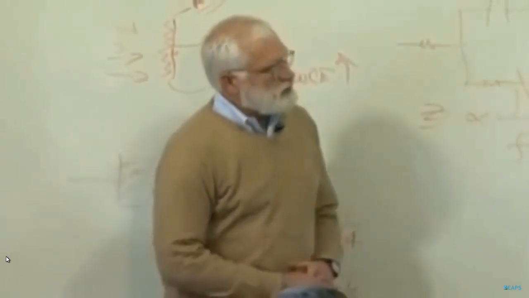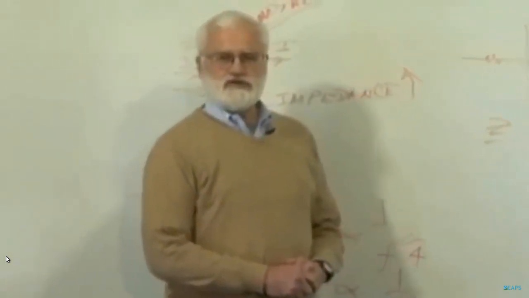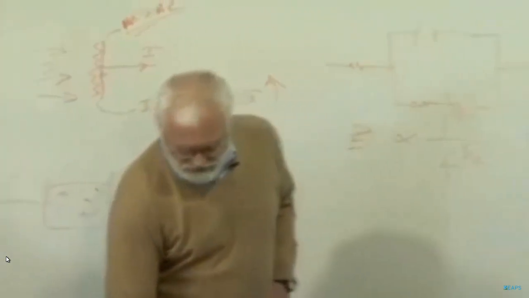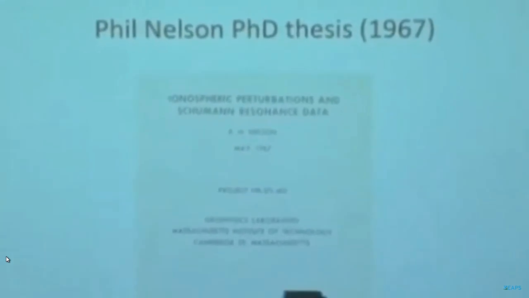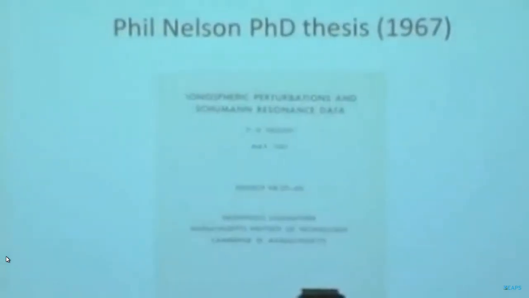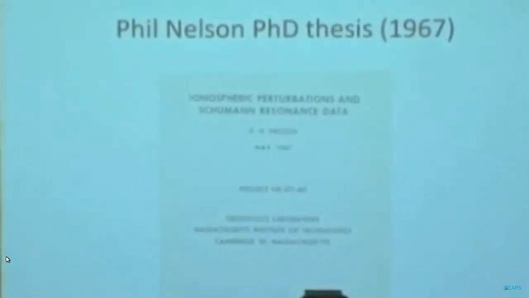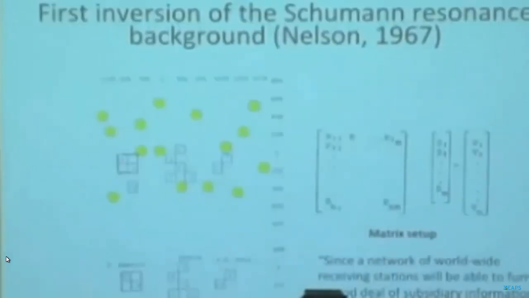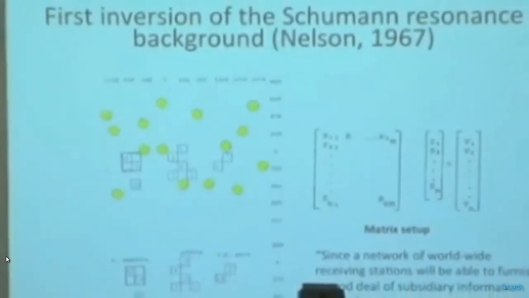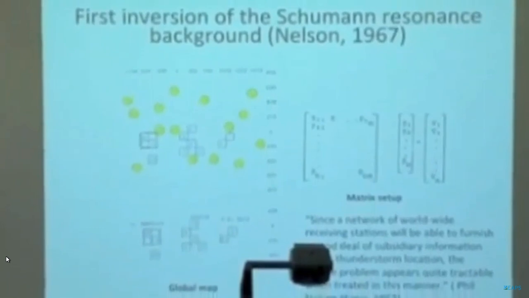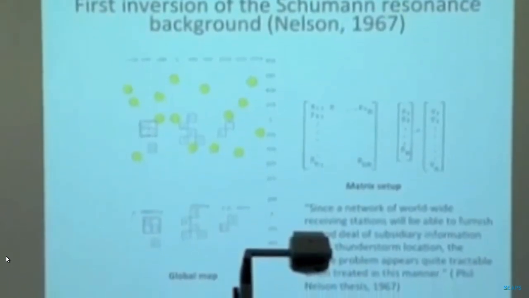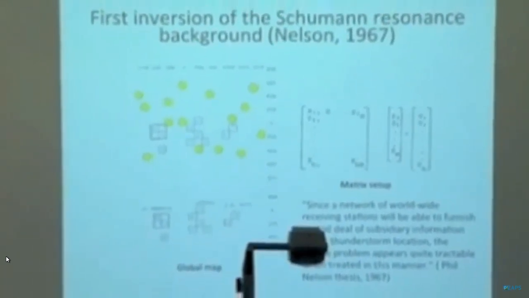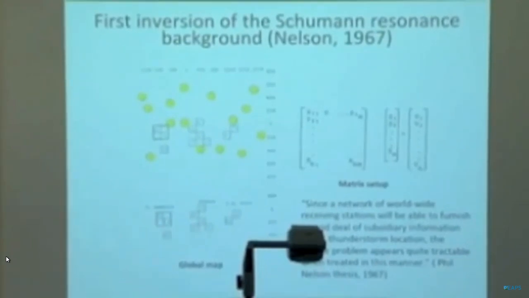The other important step was Phil Nelson. This is his thesis, 1967. Again, he worked with a single vertical electrode and a radome at Millstone Hill near the so-called farmhouse. And the first suggestion that you might be able to use is a network of stations worldwide to invert the data, invert the background observations, and get the global lightning activity.